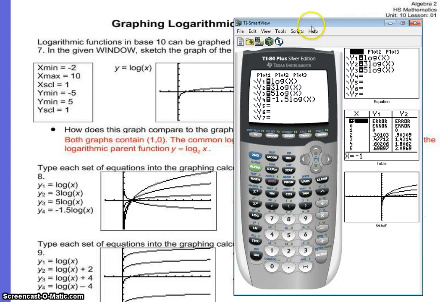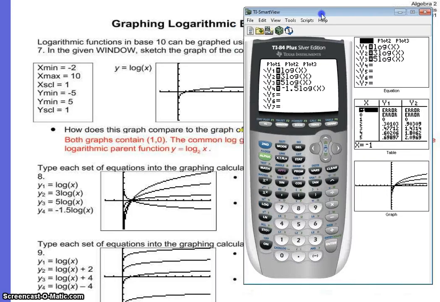Now, remember what I showed you about how you can make these look different if you're really trying to see which one you started off with? So I can always bold one of these. Let me go up to the front one just so I can remind you how to do that. I can always go over there and hit bold so that when I graph it, I can see it better.